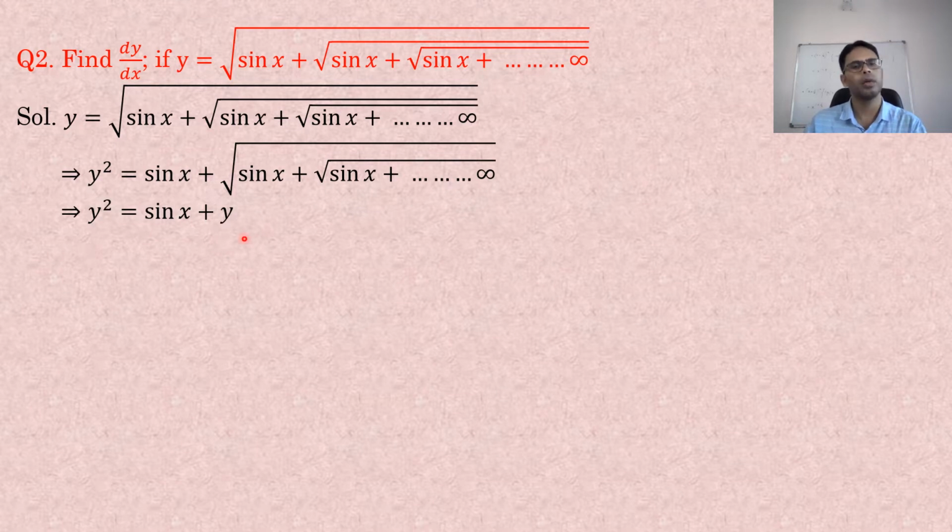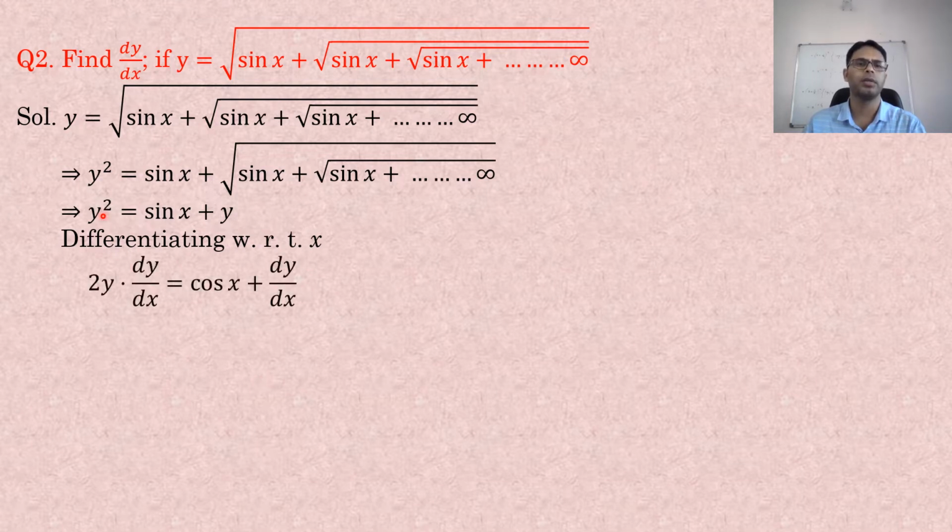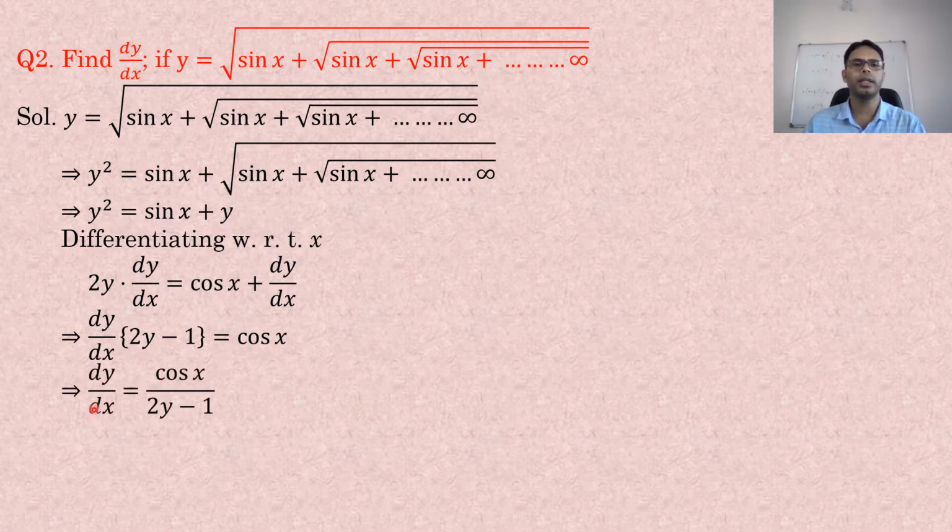So we get y square is equal to sin x plus y. Now take differentiation with respect to x. The left hand side is 2y dy/dx, since the derivative of y square is 2y dy/dx. The derivative of sin x is cos x, plus the derivative of y is dy/dx. Then shift dy/dx to the left and take it common: dy/dx times (2y minus 1) is equal to cos x. So dy/dx is equal to cos x divided by (2y minus 1), and this is the solution for the question.